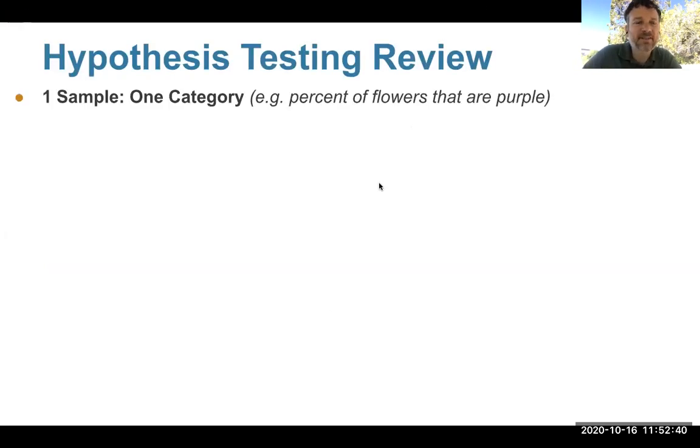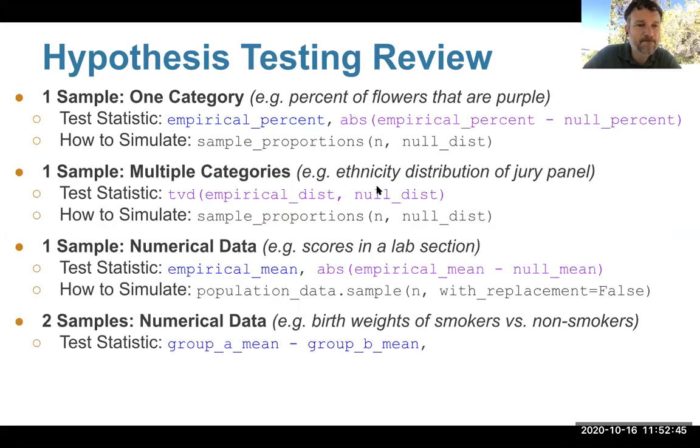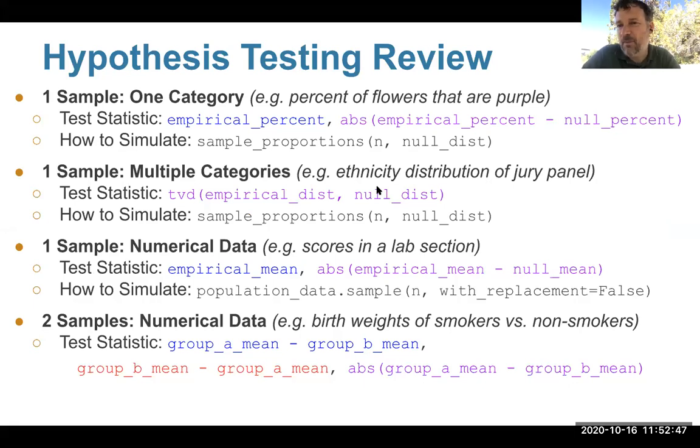Okay, so hypothesis testing. How to pick a test statistic? If you've got one sample, a bunch of data, and the value that you care about is a categorical value, like a flower could be purple or non-purple, that's categorical. Then example test statistics might be the percentage of values in that category, or the absolute value of the difference between that percentage and some percentage predicted by the null hypothesis.